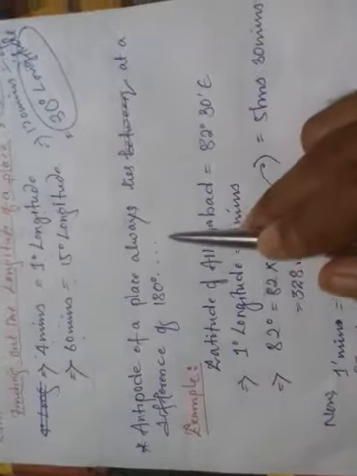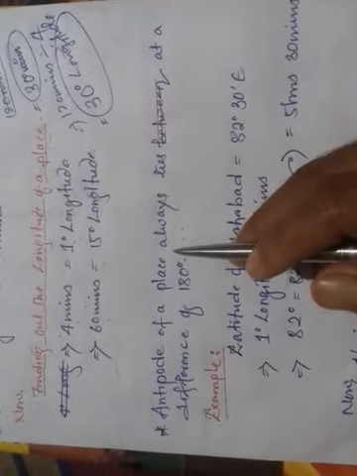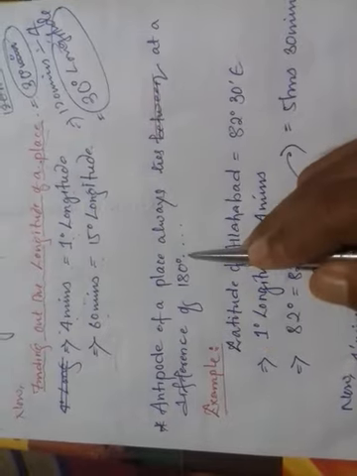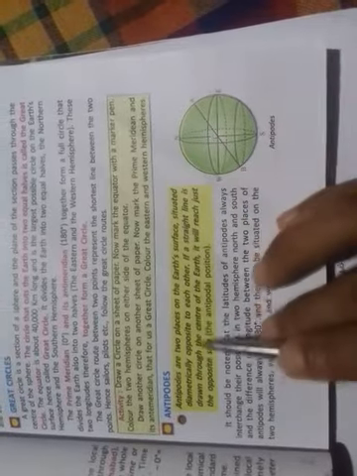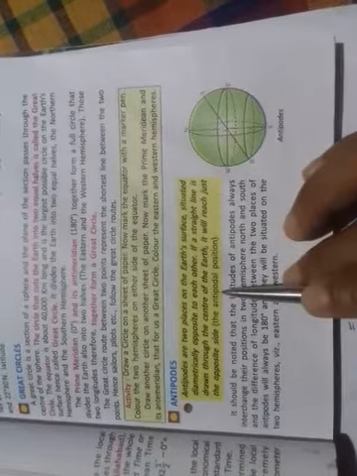The antipode of a place always lies at a difference of 180 degree. First you have to understand what an antipode is. Antipodes are two places on the earth's surface situated diametrically opposite to each other. If a straight line is drawn through the center of the earth, it will reach just the opposite side, the antipodal position.